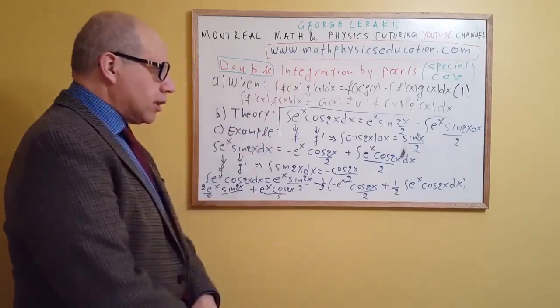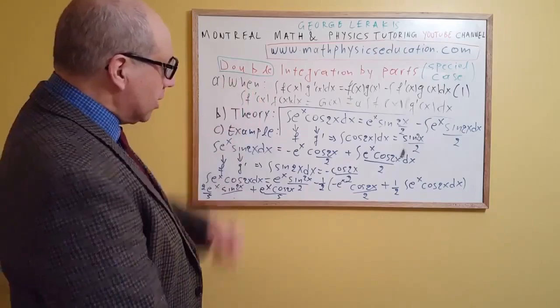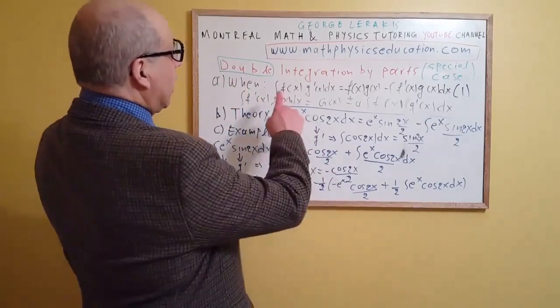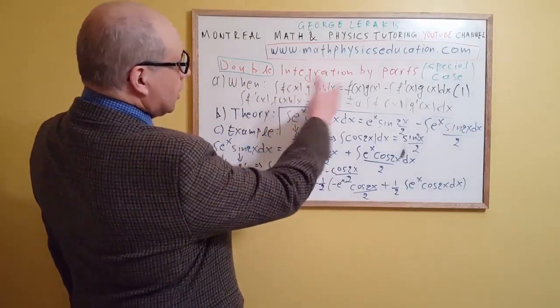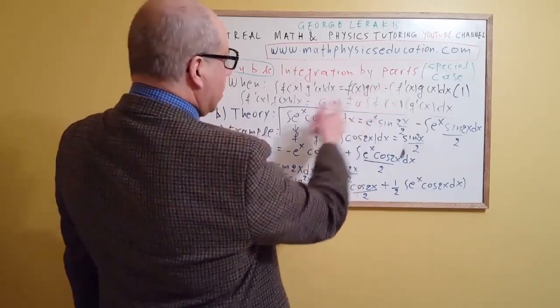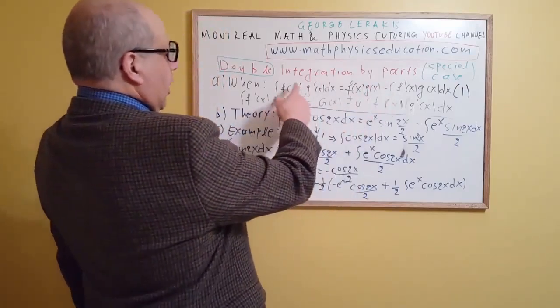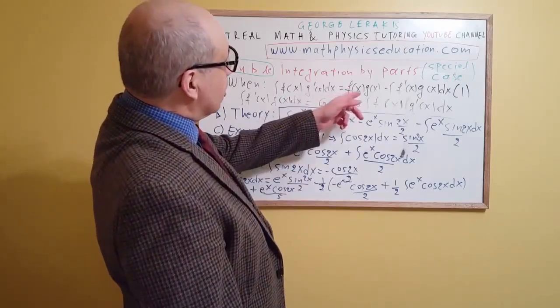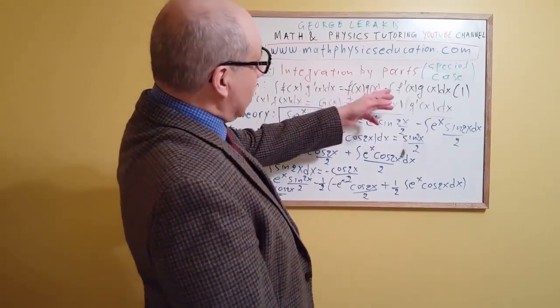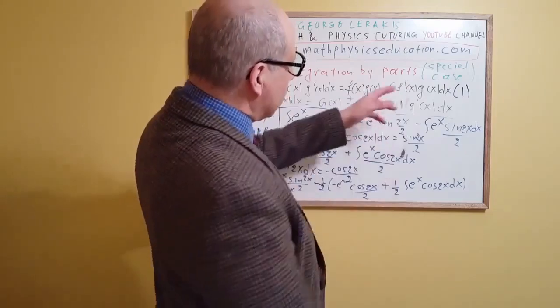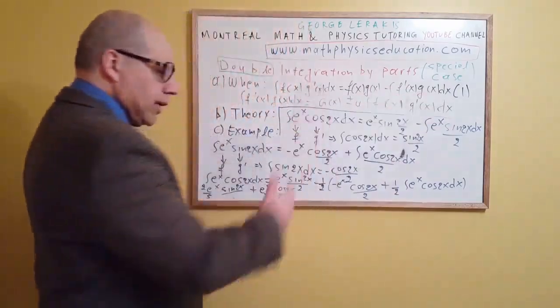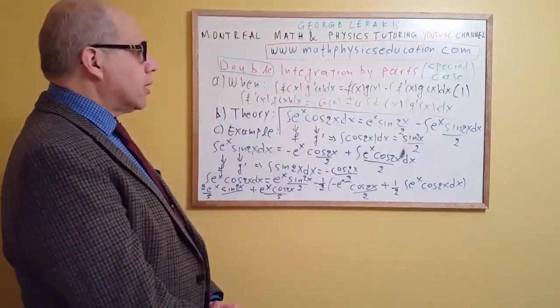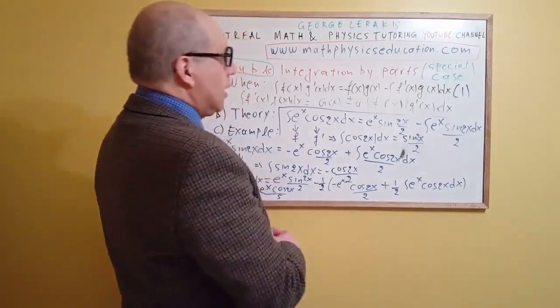You use this case when, of course, this is the integration by parts rule. So you have the integral of f of x g prime of x dx is equal to f of x g of x minus the integral of f prime of x g of x dx. So that's the formula for integration by parts.